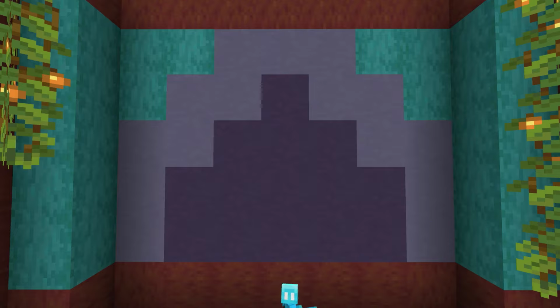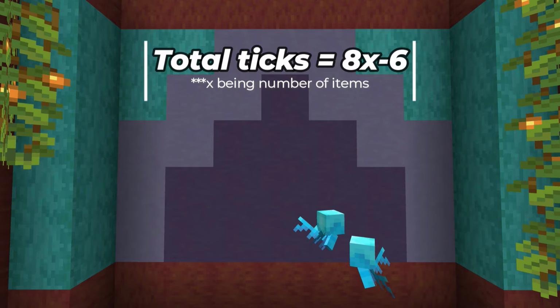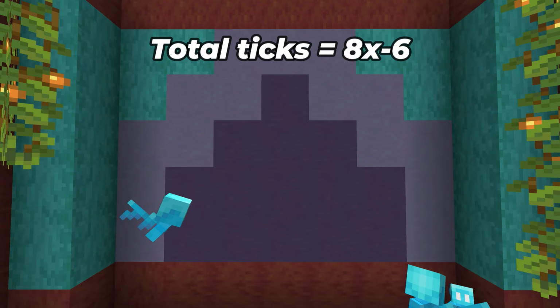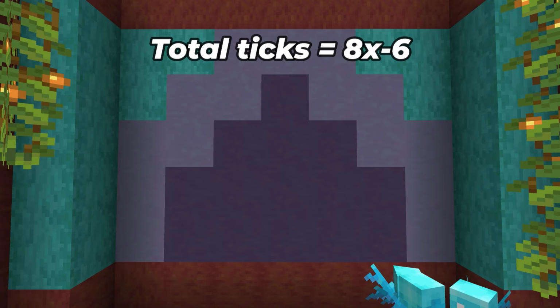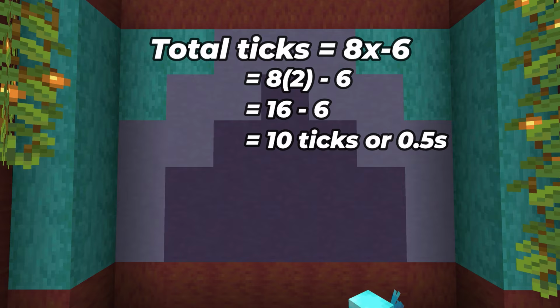But I digress. The ticks it takes for one single pulse of the Etho hopper clock is equal to 8x minus 6, where x is the number of items you have in the Etho hopper clock. If you just have one single item, it works a little weird, so you can't use this for one item. But for every other item, we can accurately calculate the tick rate of the Etho hopper clock. This means if we have 2 items in a clock, it will pulse every 10 ticks. So 8 times 2, 16, minus 6, 10 ticks, or in other words, on average about every half second, if 20 ticks is 1 second.